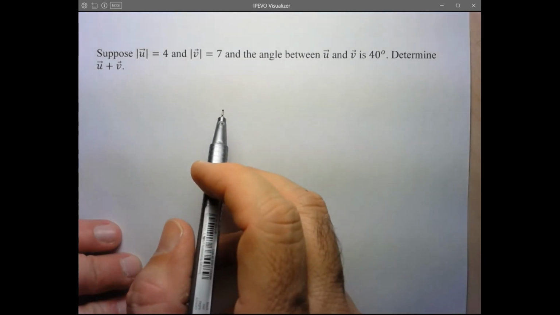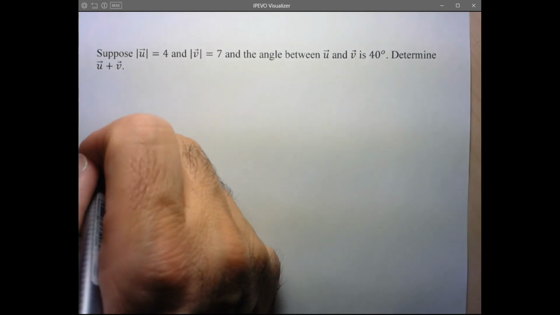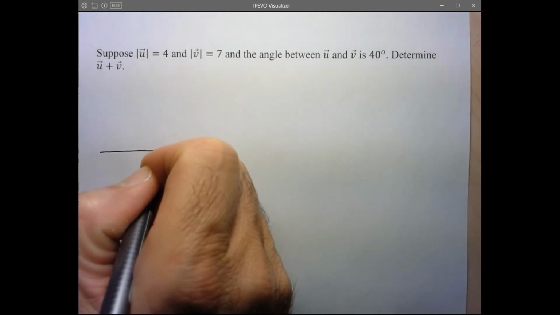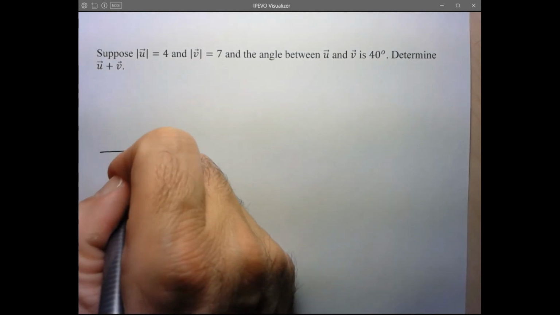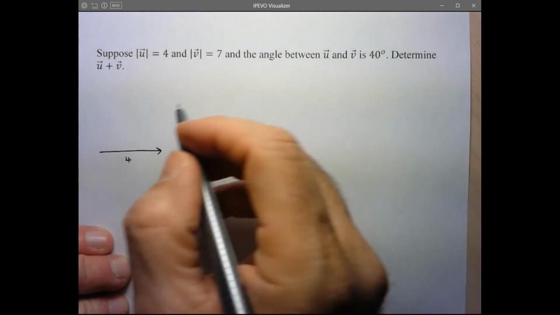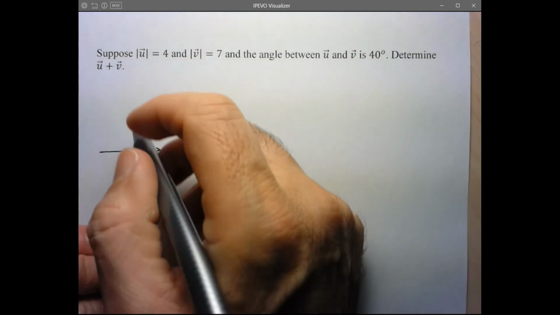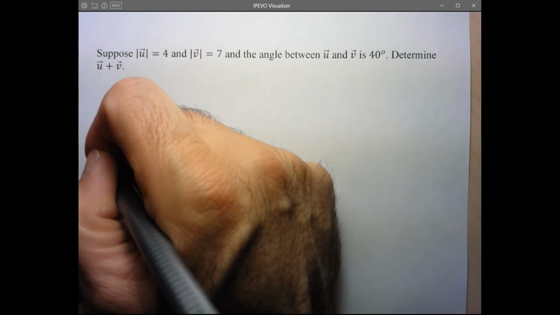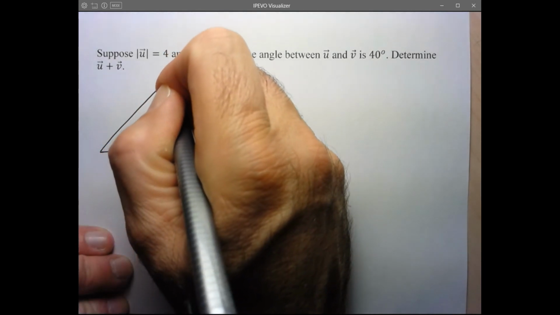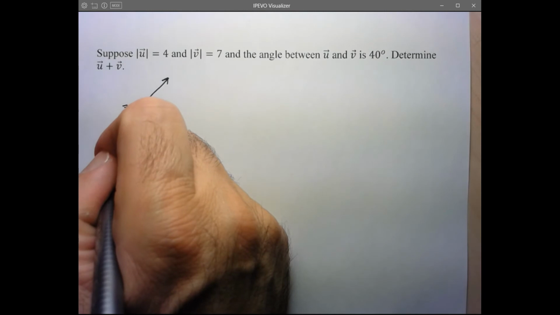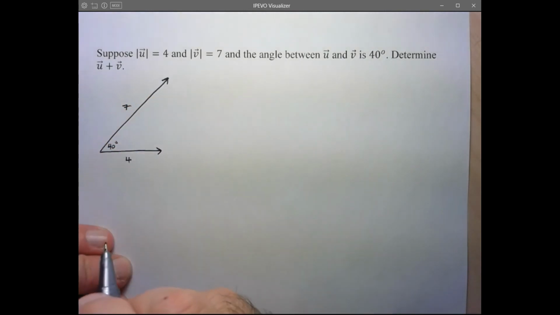This is where we remember that the angle between the two vectors is when those vectors are placed tail to tail. So if this is my vector with magnitude 4, and I can write it in any way I like, I might as well draw it horizontally. Then I know that my second vector, the longer one with magnitude 7, is here, and there's an angle of 40 degrees between them.